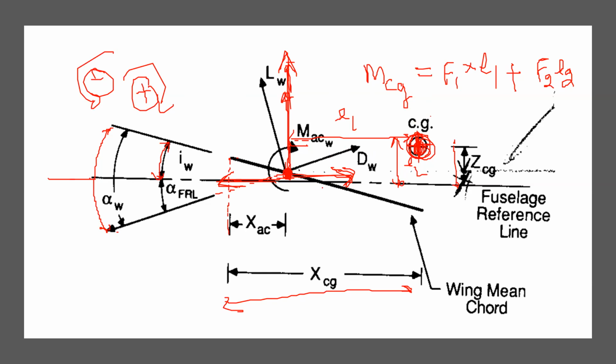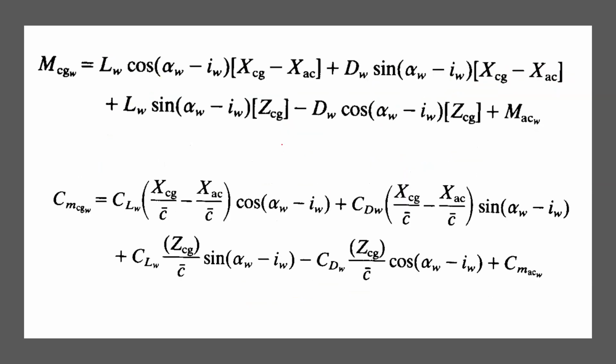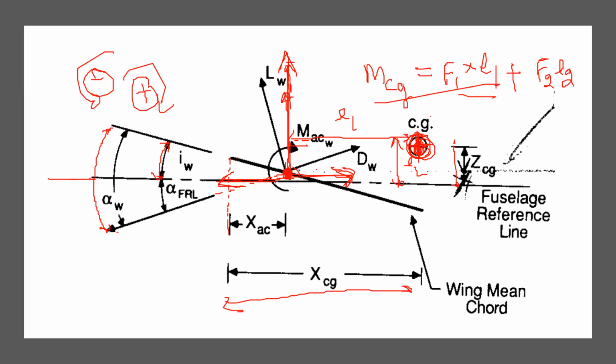All right. So in the next slide, I'm going to show you the exact calculation of this moment. Okay. So here it is. So we had a force LW, and we took the sine and cos components of this LW, and I'll show you how it happened. The angle is alpha W minus IW. So which angle do you need?